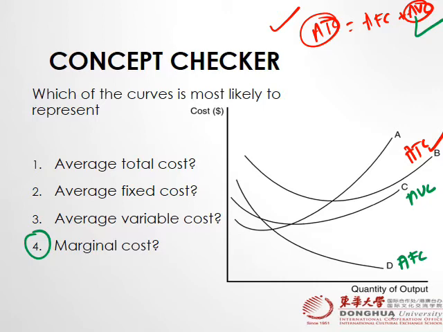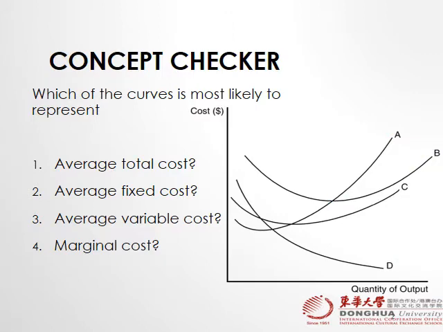The marginal cost. Marginal cost is the curve which crosses the average variable cost and the average total cost at their minimum. So you can see that A is marginal cost, which crosses both the average variable cost and average total cost. So you see, below every average total cost there is average variable cost. So let's see the answer here.